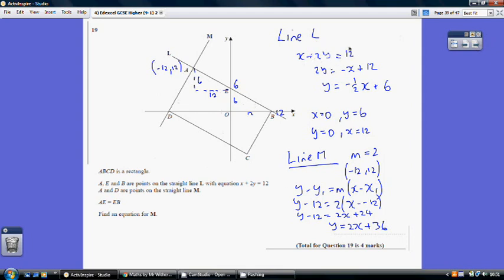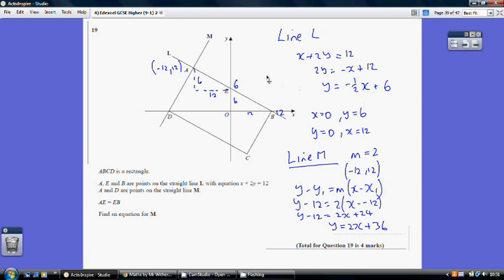Now I've rearranged that to make y the subject, and therefore I can work out that the gradient of L is minus a half. How have I done that? I've taken away x from both sides, I've divided by 2, giving me y equals minus a half x plus 6. So the gradient of L is minus a half.